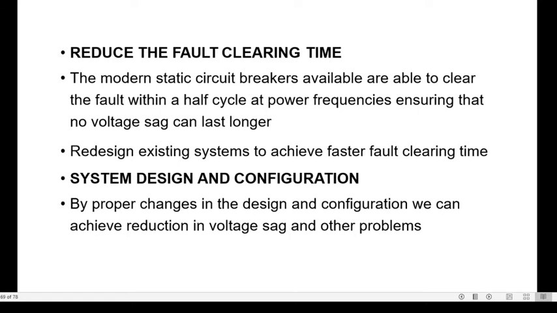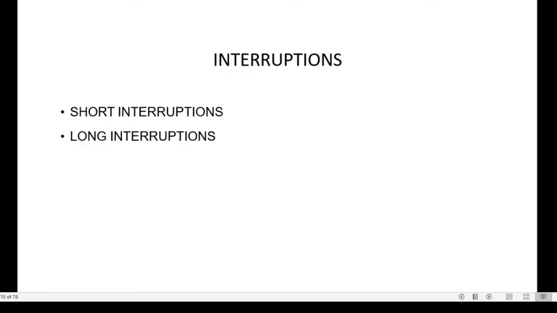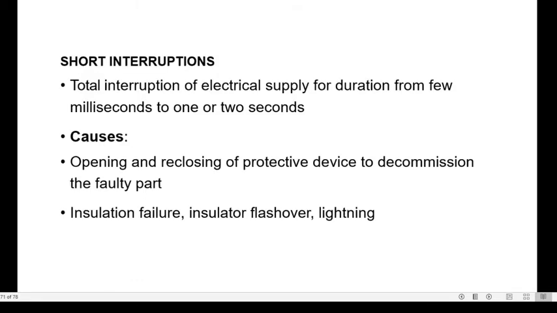System design and configuration. By proper changes in the design and configuration, we can achieve a reduction in voltage sag and other problems, like long interruptions and short interruptions. So let us see what these interruptions basically are: short interruptions and long interruptions. We have discussed this in unit number 1.